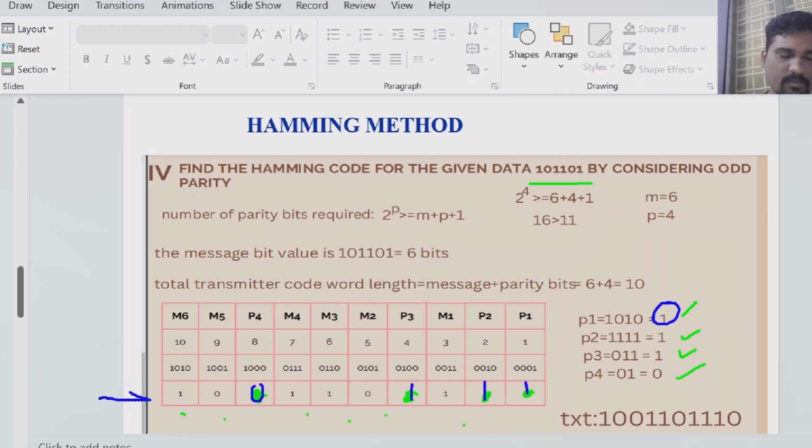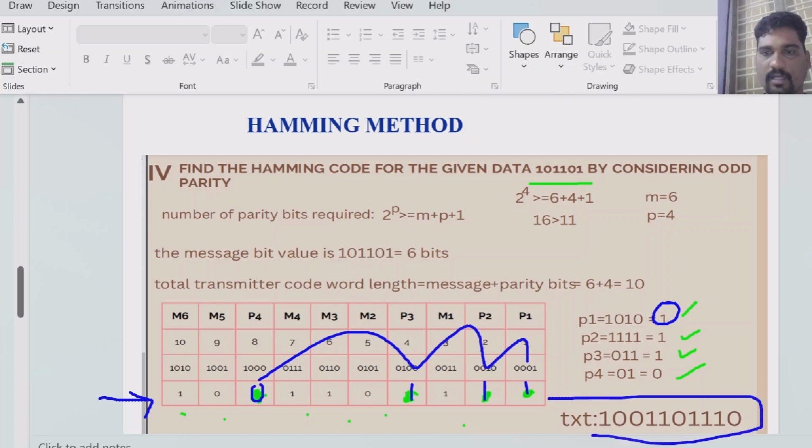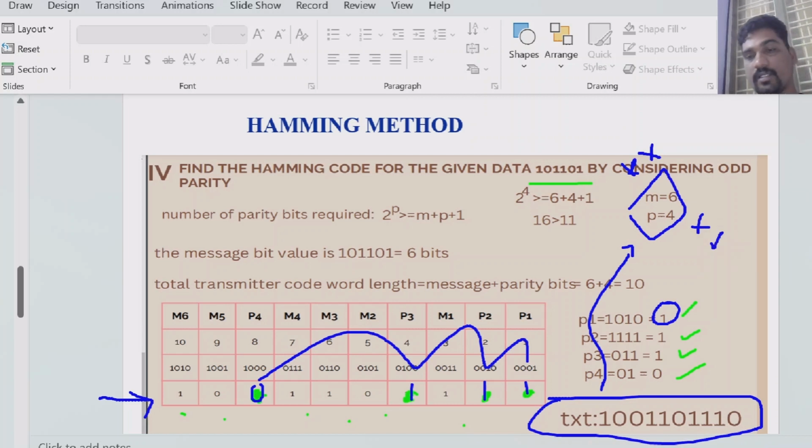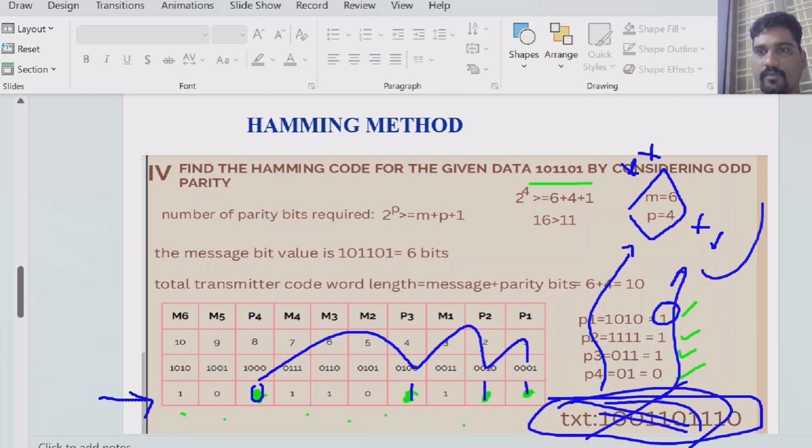Now see that the transmitted code word is the combination of the message bit values and these parity bit values. So this is the total transmitted code word. This information we are going to send through the channel. At the receiver we are going to identify whether the information received is correct or wrong. Even if we don't know what information was transmitted by the transmitter, we need to find out. For that reason we are learning the Hamming method, right? I hope you understand. Thank you.